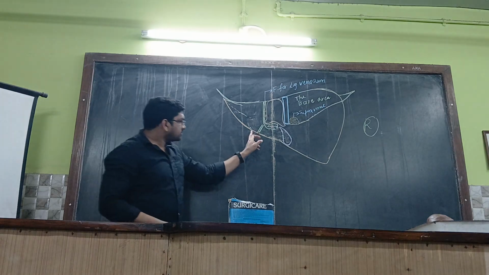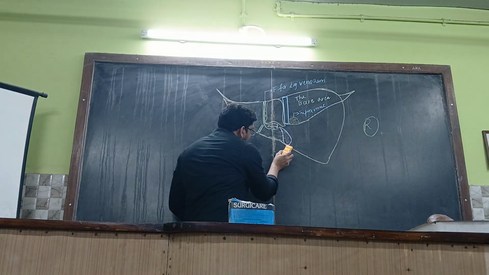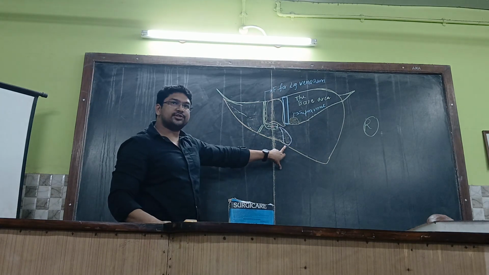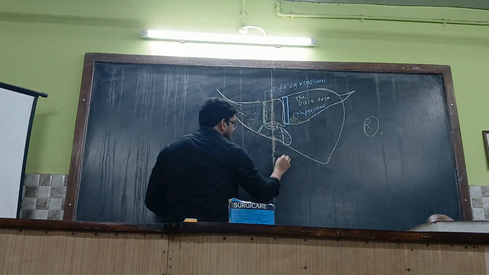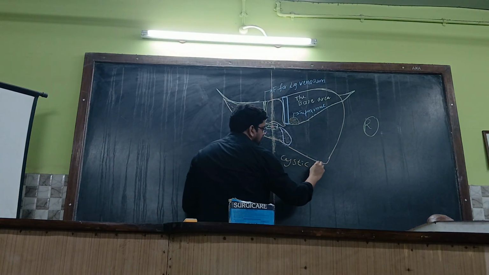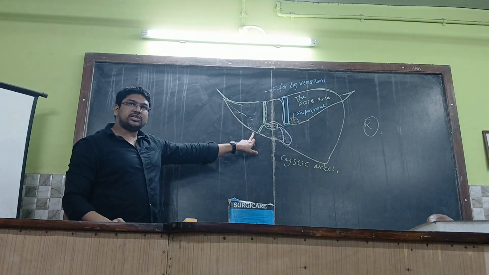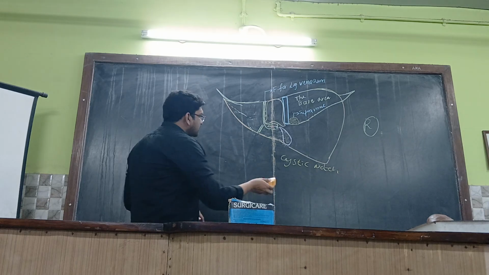Here we go. And then there is a notch wherever the gallbladder is present over here. That notch is called the cystic notch. These you are supposed to know. Cystic notch. These are the two notches: one is the interlobar notch and one is the cystic notch over here. Right. These things are absolutely fine.